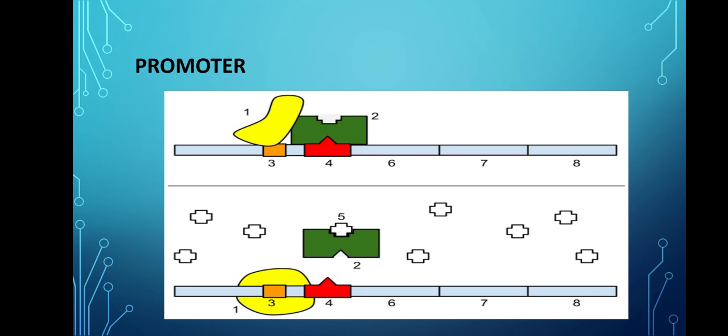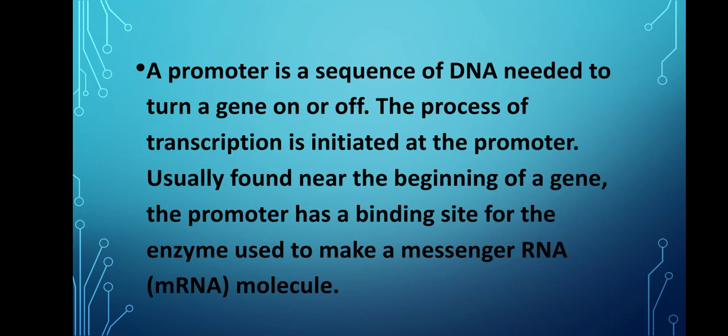One is the promoter. A promoter is a sequence of DNA needed to turn a gene on or off. The process of transcription is initiated at the promoter, usually found near the beginning of a gene. The promoter has a binding site for the enzyme used to make a messenger RNA, mRNA, molecule.